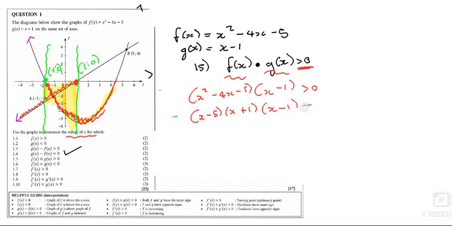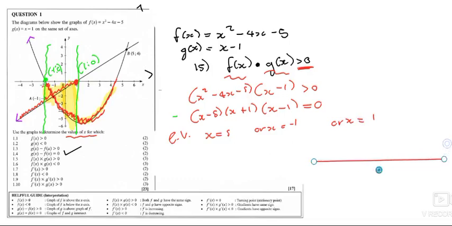You have to equate them to 0, because I want to find the critical values. Take each bracket and equate it to 0. If you do that, you're going to find x is 5, or x is negative 1, or x is 1. Now to do this, you have to draw your graph. Like I always said, it's not a parabola, it's a cubic. For someone who's done calculus, you understand what I'm saying. So it's something like this.